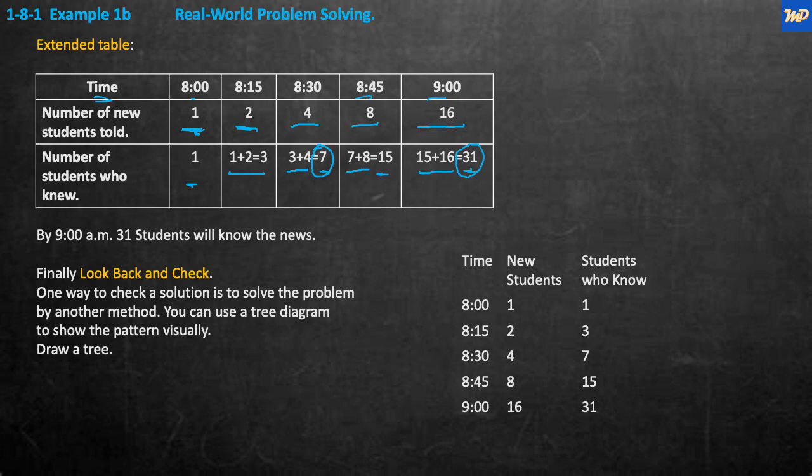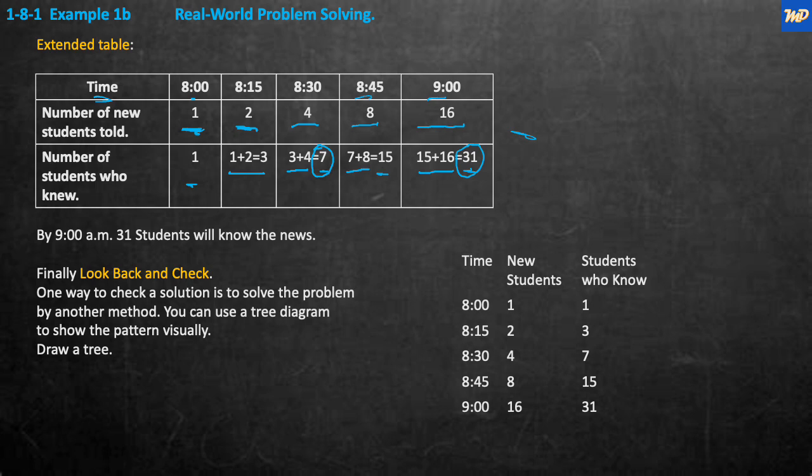Finally, look back and check. So we're going to look back at the chart and see what's going on, and we're going to look for patterns and this type of stuff too. One way to check the solution is to solve the problem by another method. You can use a tree. They will say, are there other methods for solving this same problem? We just used the table, this table right here. They now want to know, is there another method? So they said you can use a tree diagram, or you can just show it plainly, visibly with that tree, and it'll be kind of easy.